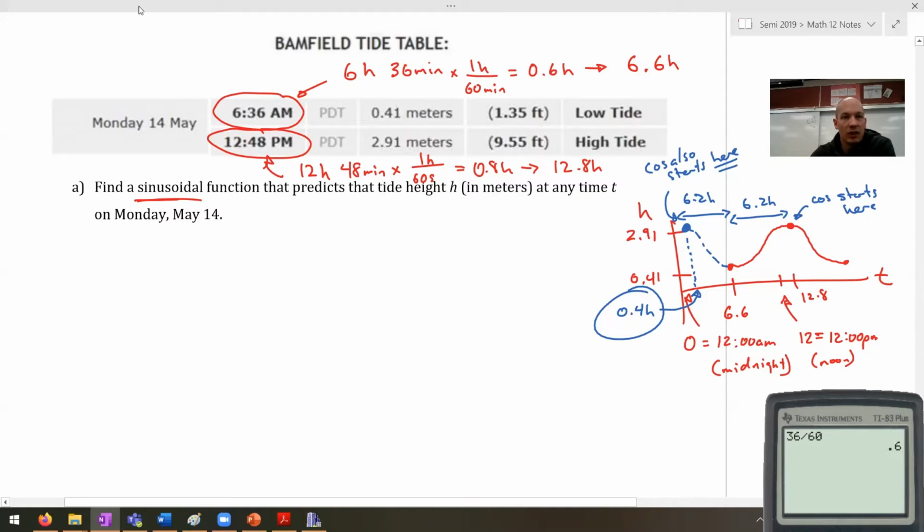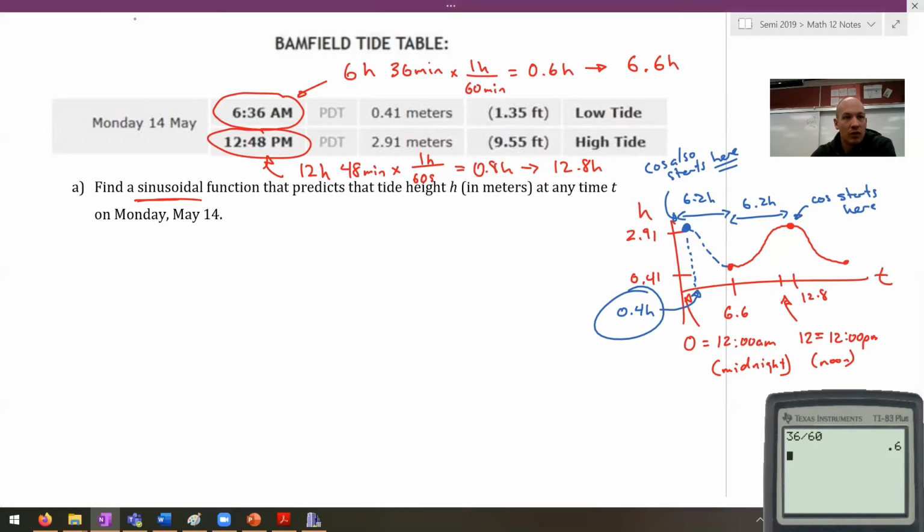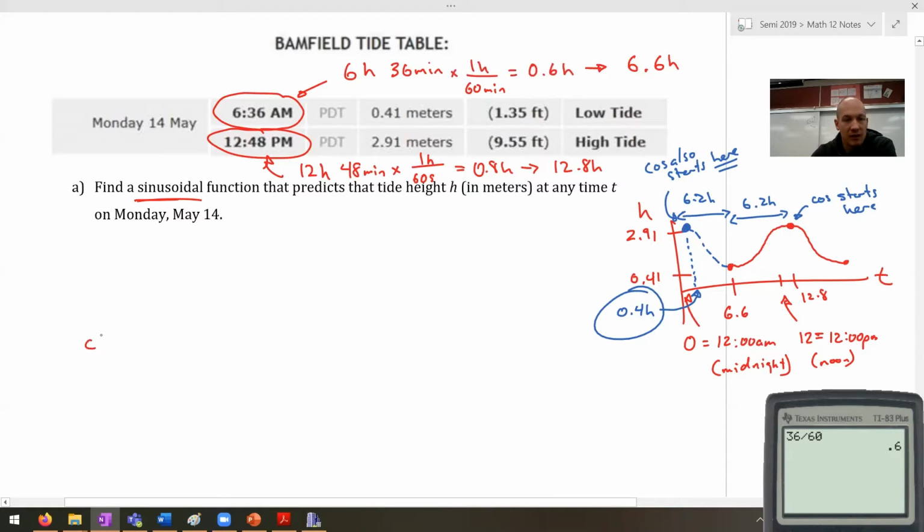All right, so when we go to write that down, we're going to say that C equals 0.4. Again, this is for positive cosine. Now A is the amplitude, so the amplitude will work out using the formula. I'm not going to write the formula, I'm just going to do the calculation. It's 2.91 minus 0.41 over 2. And if I'm correct here, that is going to be 2.5 over 2, so that's 1.25. Oh, that's a nice round number.